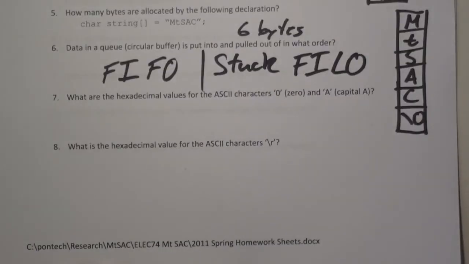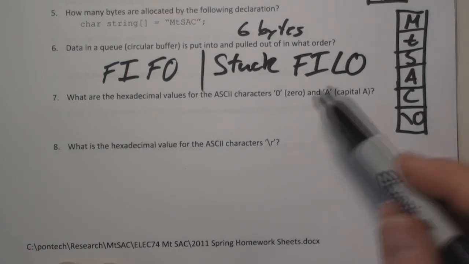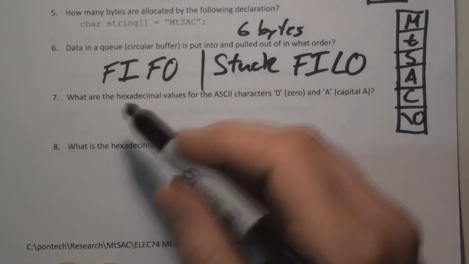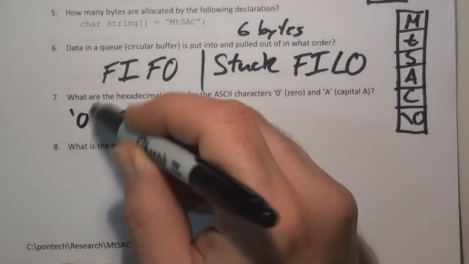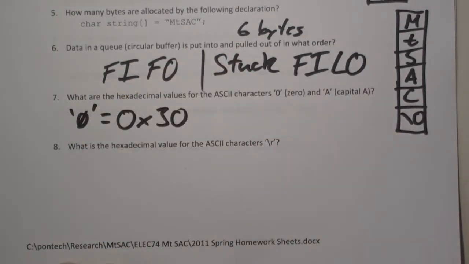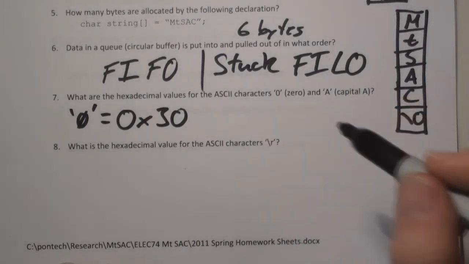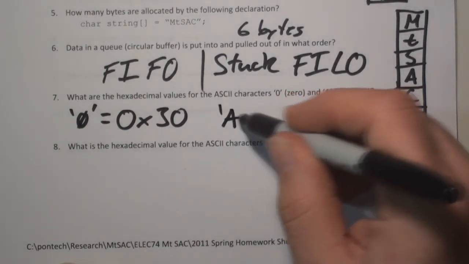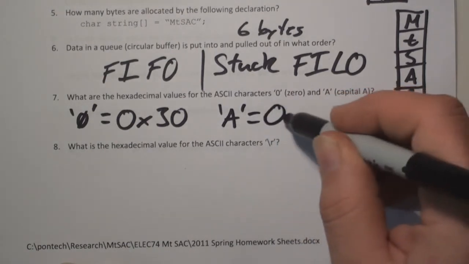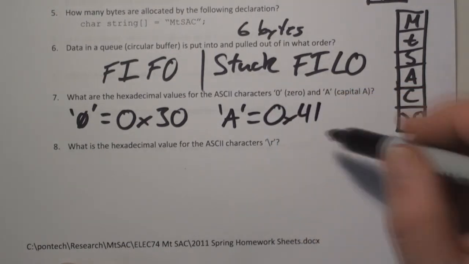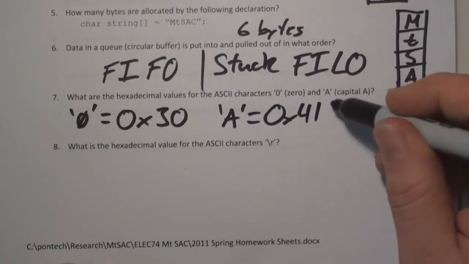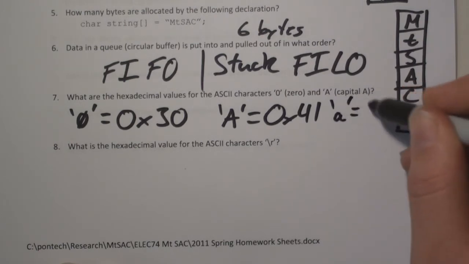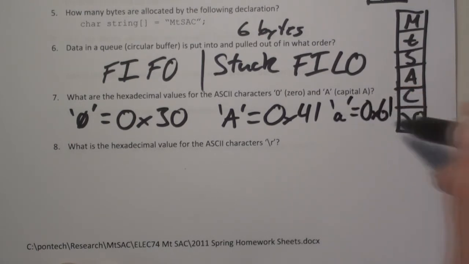What are the hexadecimal values for ASCII 0 and capital A? These come right from the ASCII chart. So the number 0 is equal to hex 30, and a capital A is equal to 41, and while we're at it, might as well do a lowercase a, which is equal to 61.